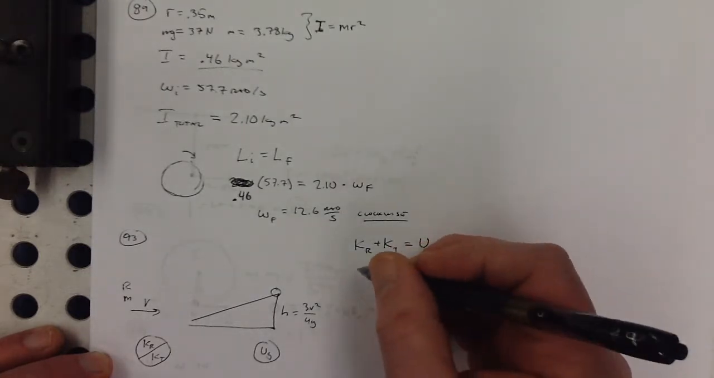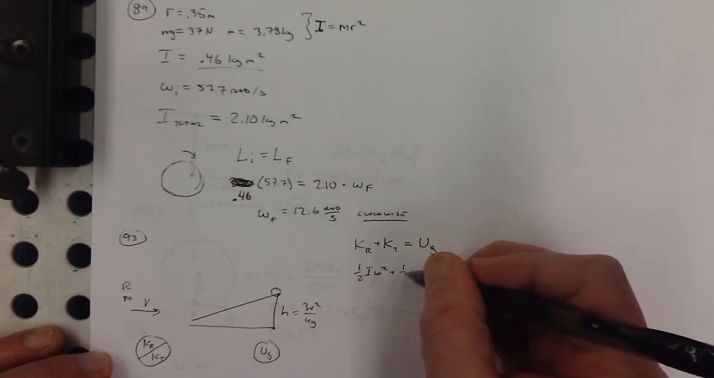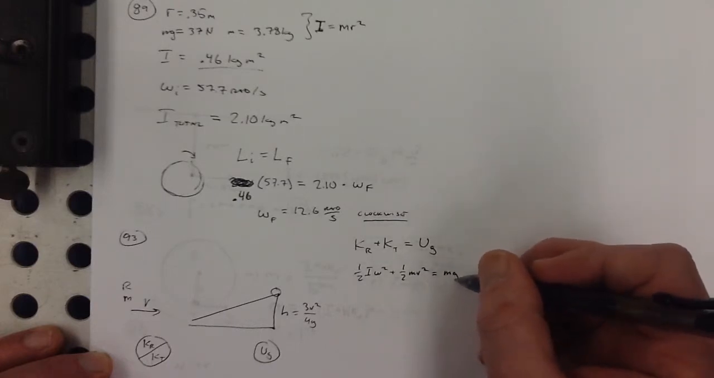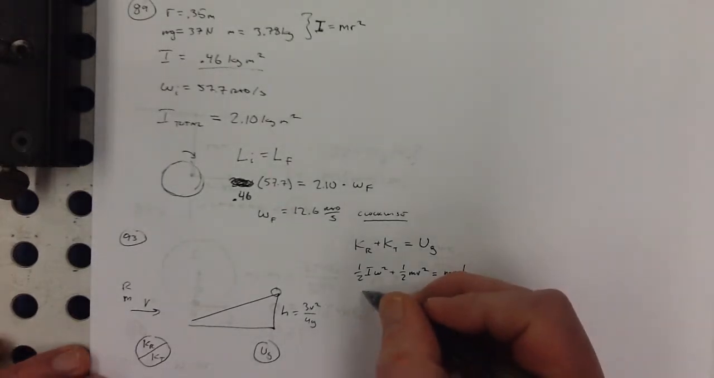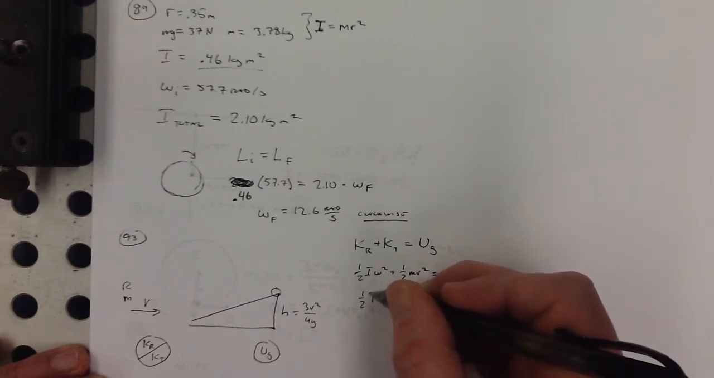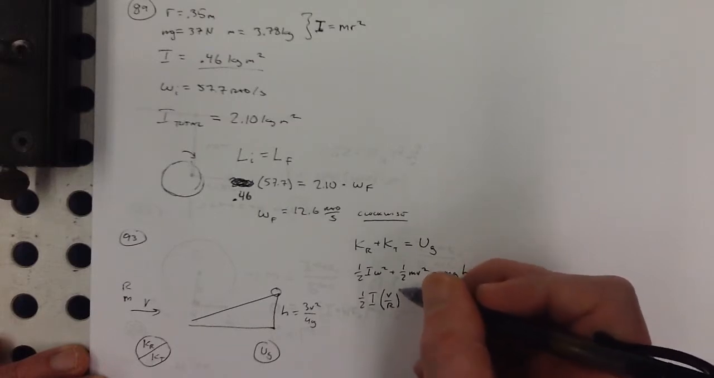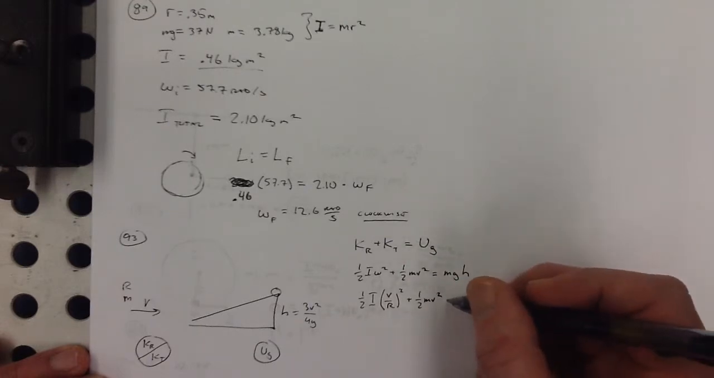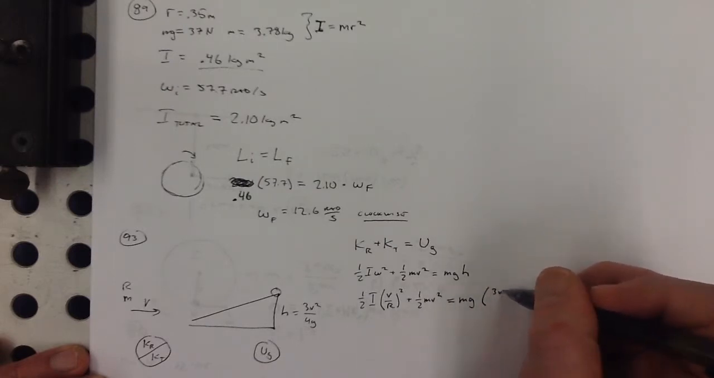The rotational kinetic energy is 1/2 I omega squared plus 1/2 mv squared, and this is equal to mgh. So I'll need to make some substitutions now. 1/2, I'm looking for the I, so I don't know what that is. I know that omega, since it's rolling without slipping, is v over r, squared, plus 1/2 mv squared is equal to mg times 3v squared over 4g.